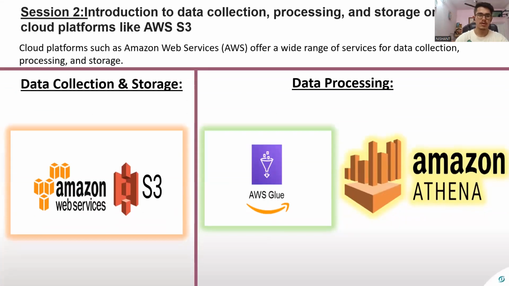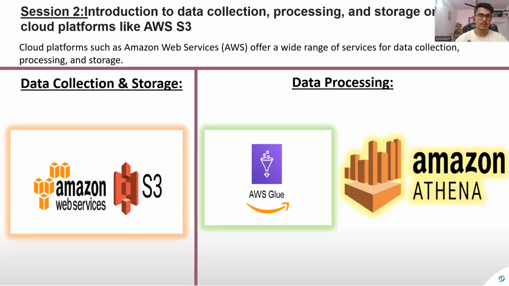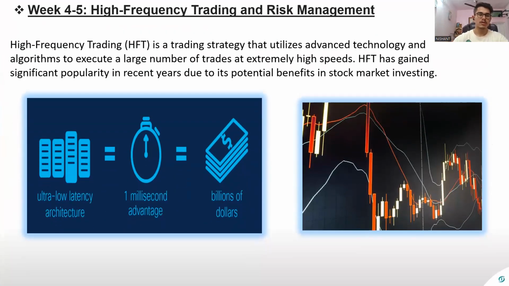So the second session of the second and third week includes introduction to data collection, processing, and data storage on cloud platforms like AWS, where AWS provides AWS S3 for data collection and storage. And for data processing, AWS provides AWS Glue and Amazon Athena. So continuing with the fourth and fifth weeks of the first month, it includes high frequency trading and risk management.